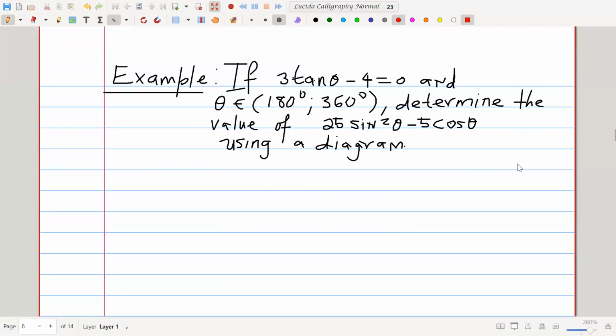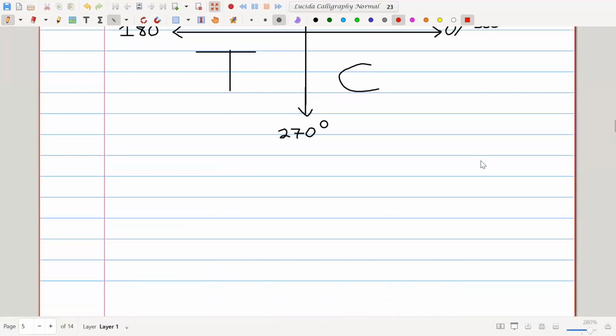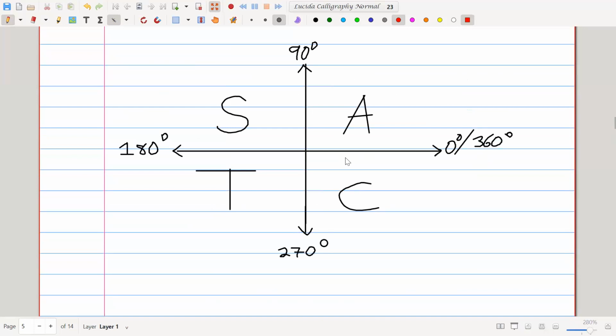Suppose now you have this equation. You have 3 tan theta minus 4 equal to 0. Now the theta is restricted between 180 degrees and 360. So let me go back and look at this diagram.